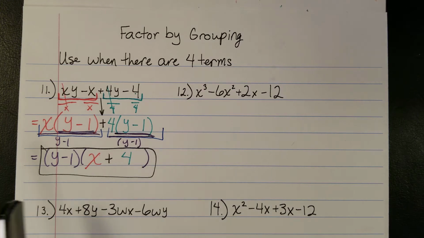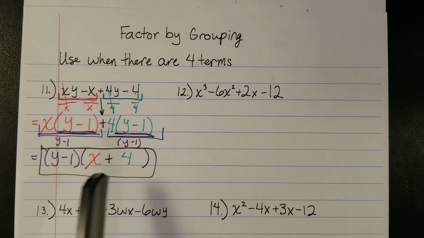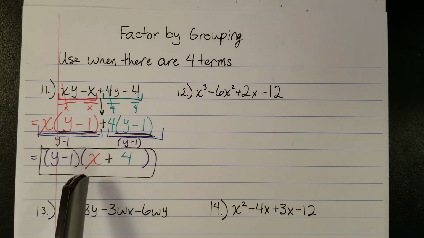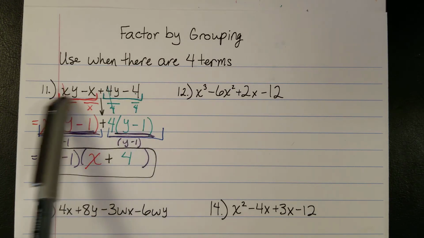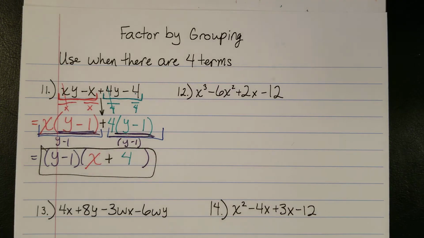Okay, and you could FOIL this. When you're grouping, you can always multiply to check your answer. So you could FOIL this and you would see that it would be the same as what you started with.